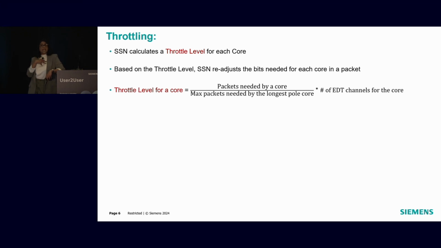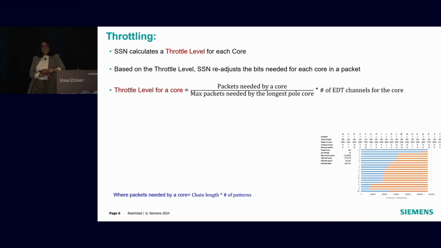How many bits do I need versus how many bits does the core with the longest test time need, multiplied by, of course, the number of EDT channels of that core, because that's how your core is interacting with the rest of the group under test. Now, packets we already discussed, but I also want you to remember this: the packets is chain length multiplied by the number of patterns for the core being targeted for test.